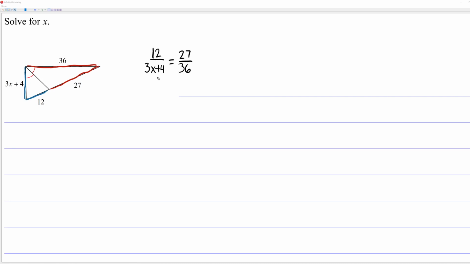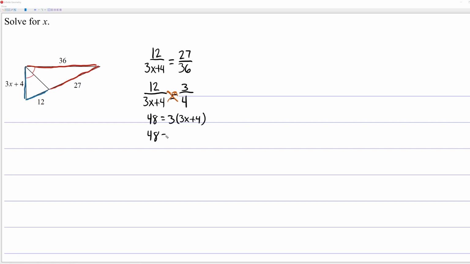Before I would do anything, I would notice that 9 goes into both 27 and 36, so you could say 12 over 3x plus 4 equals, well, 27 divided by 9 is 3, 36 divided by 9 is 4. So now, if you cross multiply, I really don't like that phrase, but it does work when you're solving a proportion equation. So if you want to cross multiply, 12 times 4 is 48, and then we have 3 times 3x plus 4.